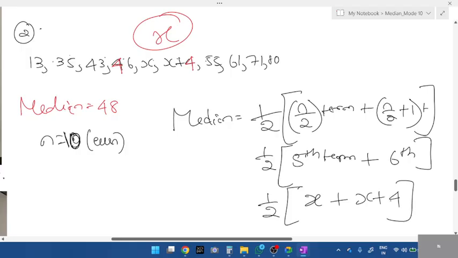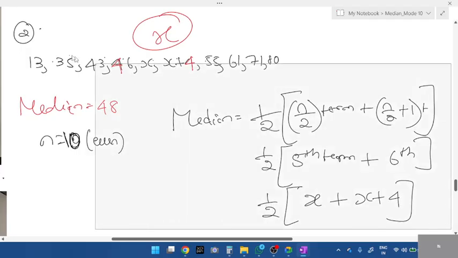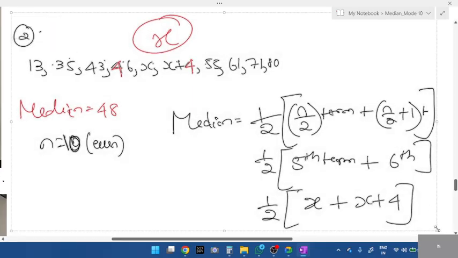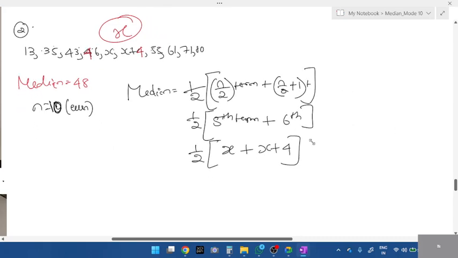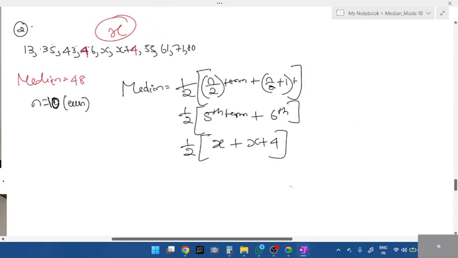How do you solve this question? All of you understood? You'll understand, students. Now, in order to find the value of x, what is the median value given? Substitute 48. Shift this 1 by 2 to the other side. What happens to 2 if it goes to the other side? Multiply. It is equal to x plus x plus 4. Solve this equation. Be quick.